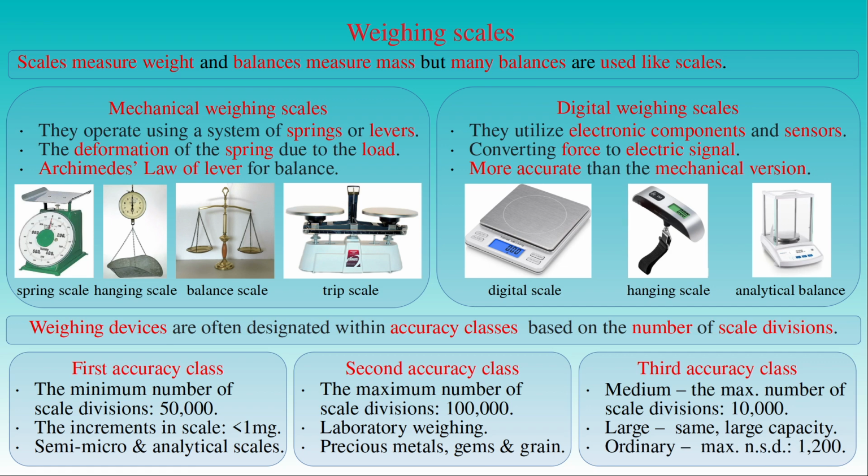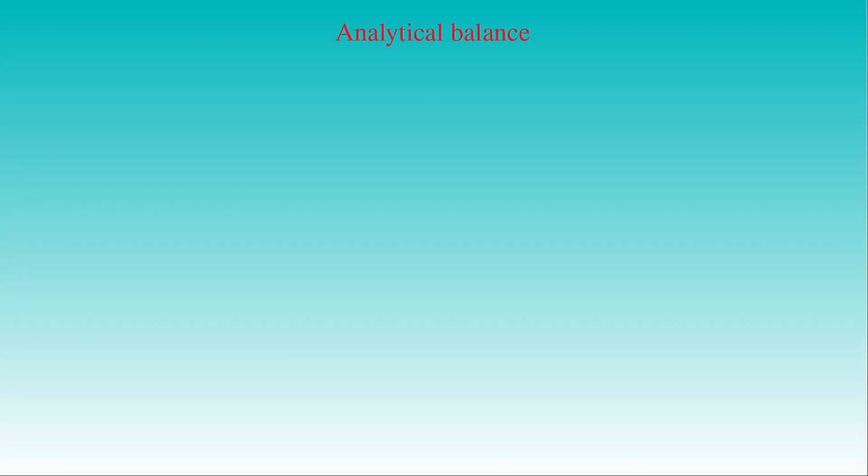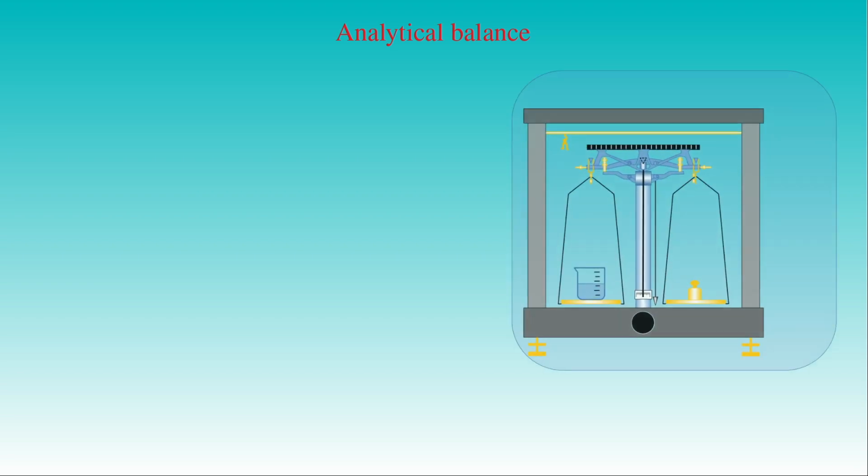Now we will discuss the operation of various balances and scales where we mainly focus on mechanical instruments using the lever principle. We start with the mechanical analytical balance. An analytical balance is a measuring instrument used to determine the mass of small samples with a high degree of accuracy and precision. A mechanical version of such a balance is depicted in the figure.